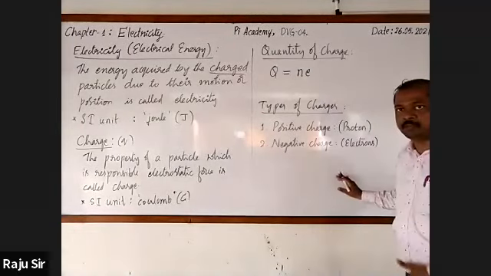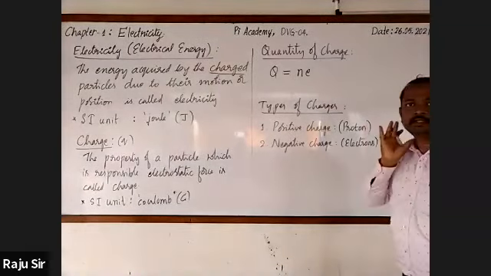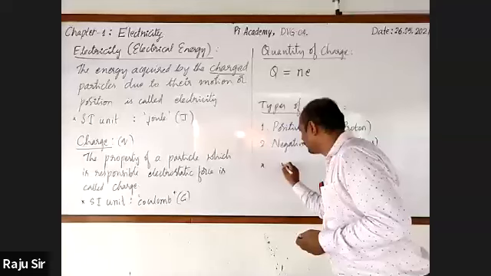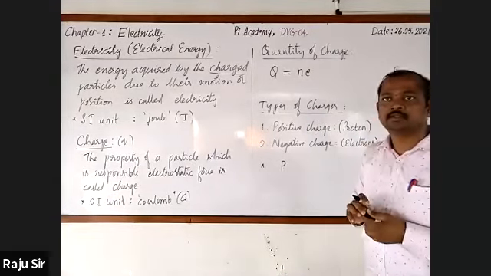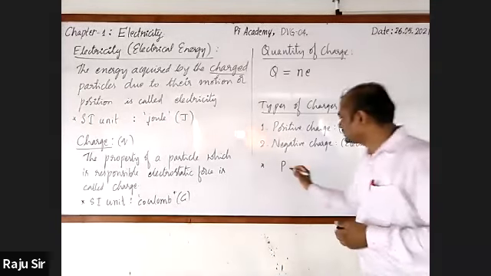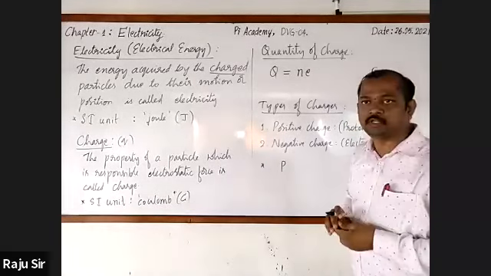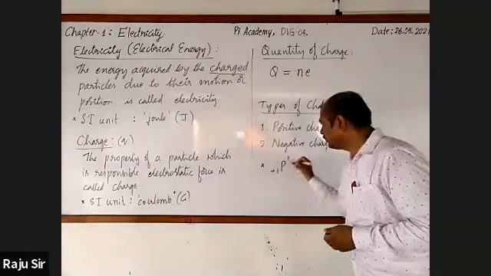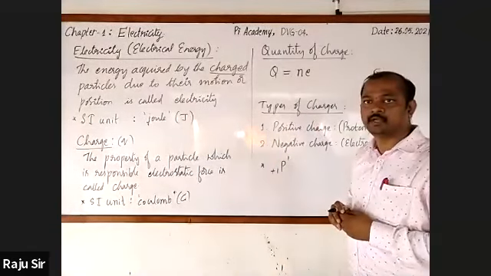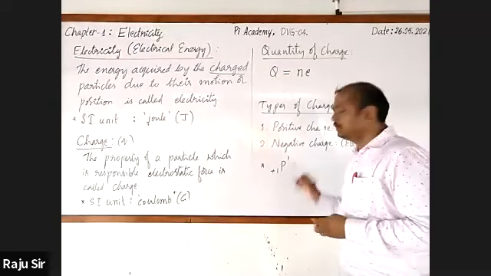Hope that you are writing with me. You also know that proton has a unit mass and its charge is positive. Hence, the symbolic representation of proton can be written as P, plus 1, 1. Got it? This is proton.